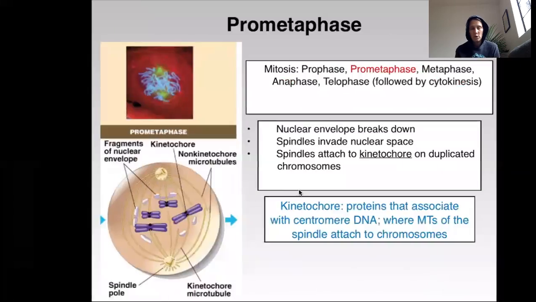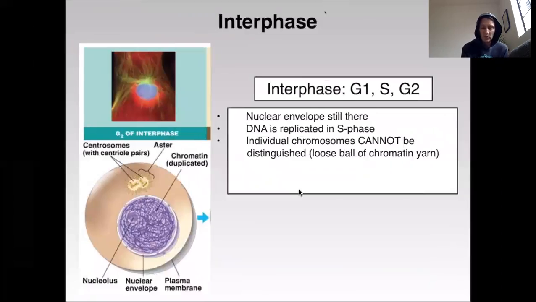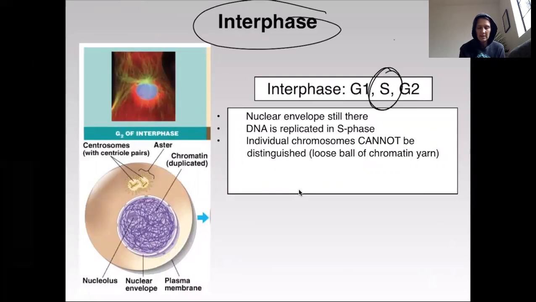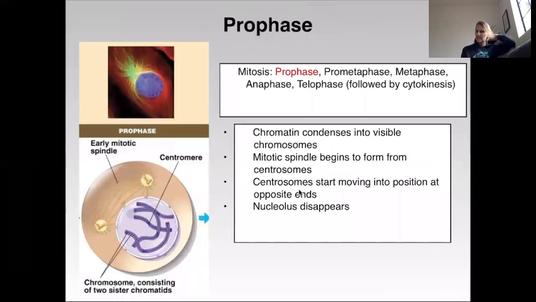We talked about chromosomes. Remember the stages of mitosis. We have interphase, which is G1, S, and G2. S is really important because that's when you get DNA replication. We also get replication of our centrosomes. Interphase is 90% of a cell's life. Most cells spend their time in interphase.